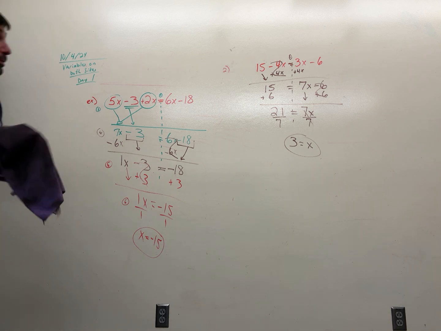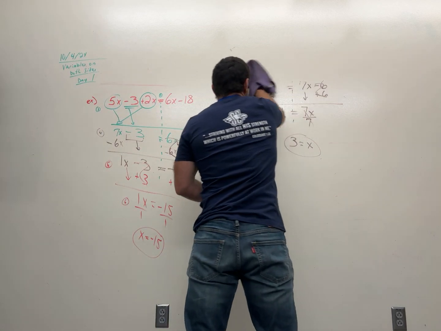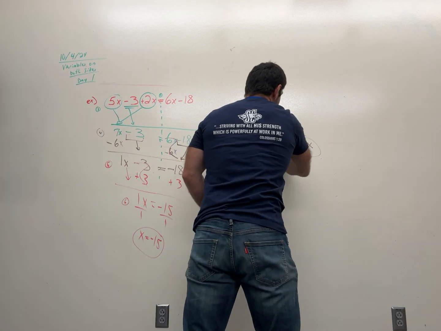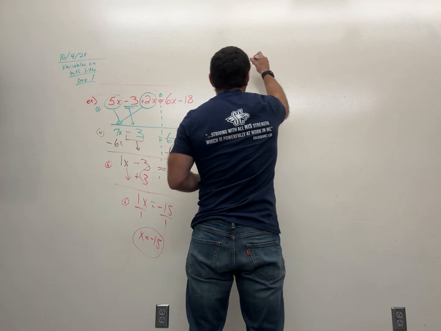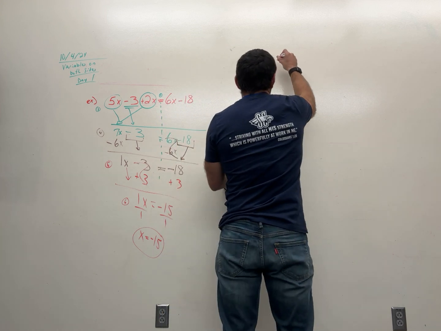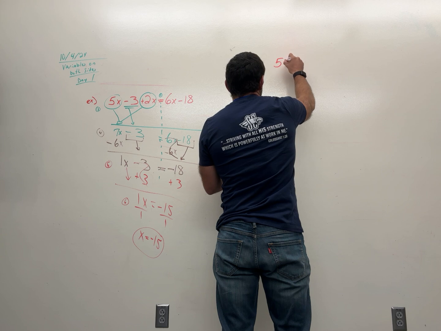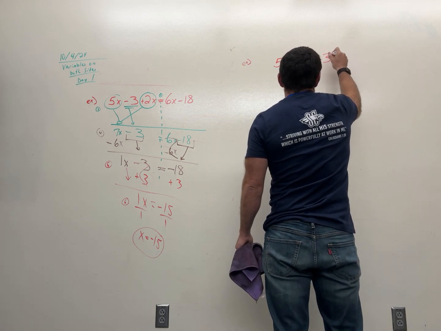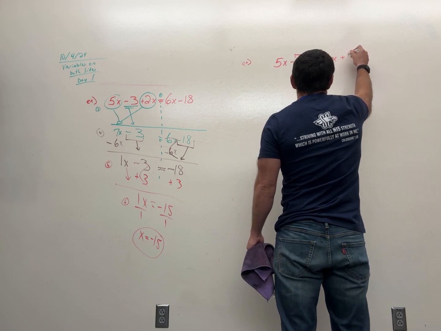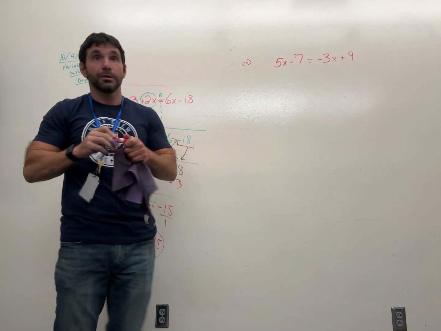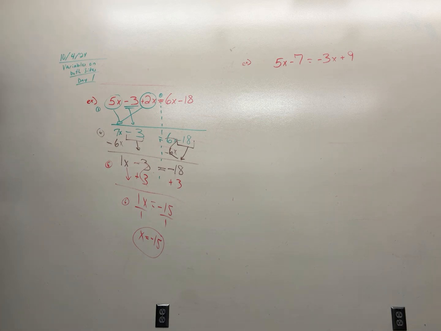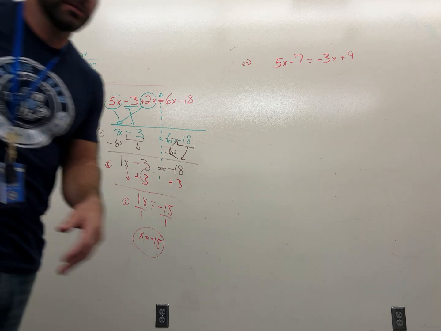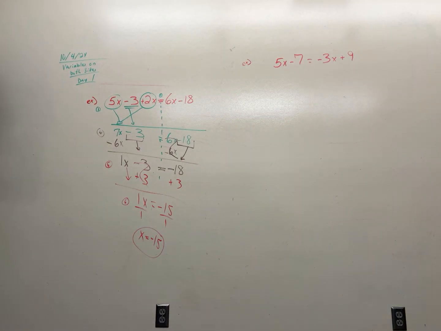Okay, so I'd like to see you try one on your own. Here we go. 5x minus 7 equals negative 3x plus 9. So you are trying this one on your own. So copy it down, use your sharp, use the steps. Let's go.